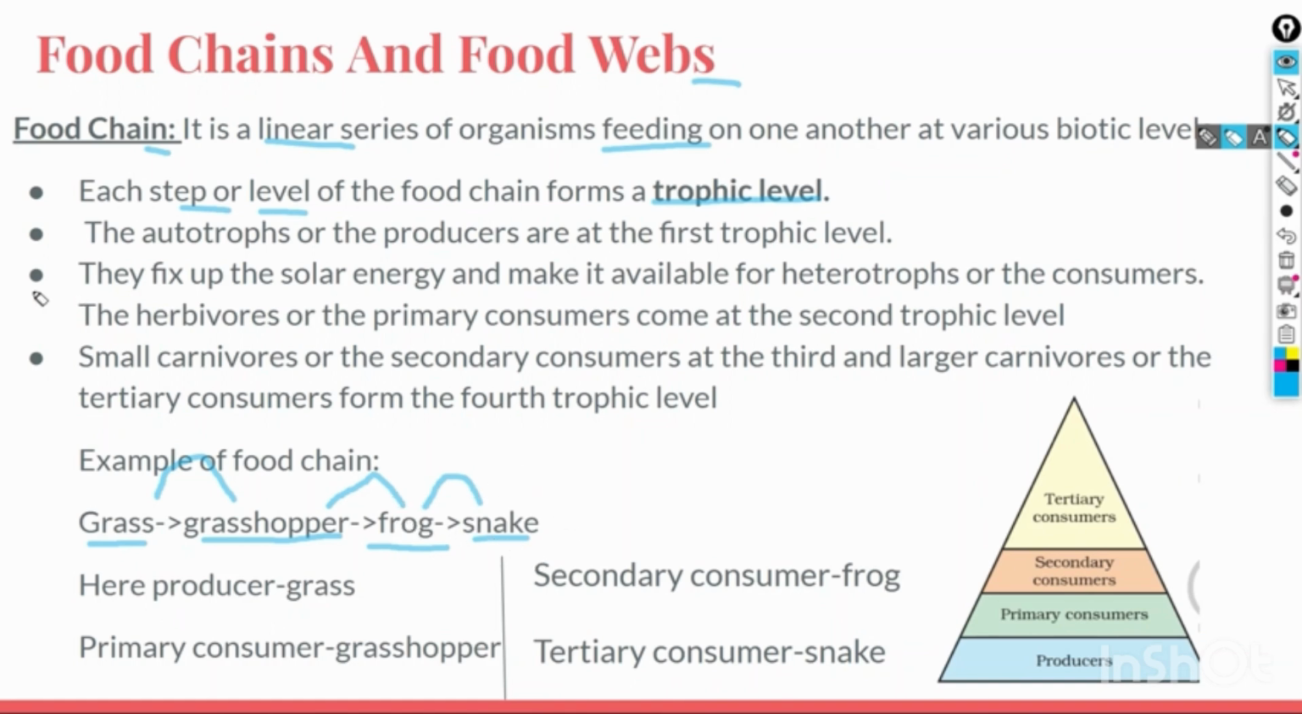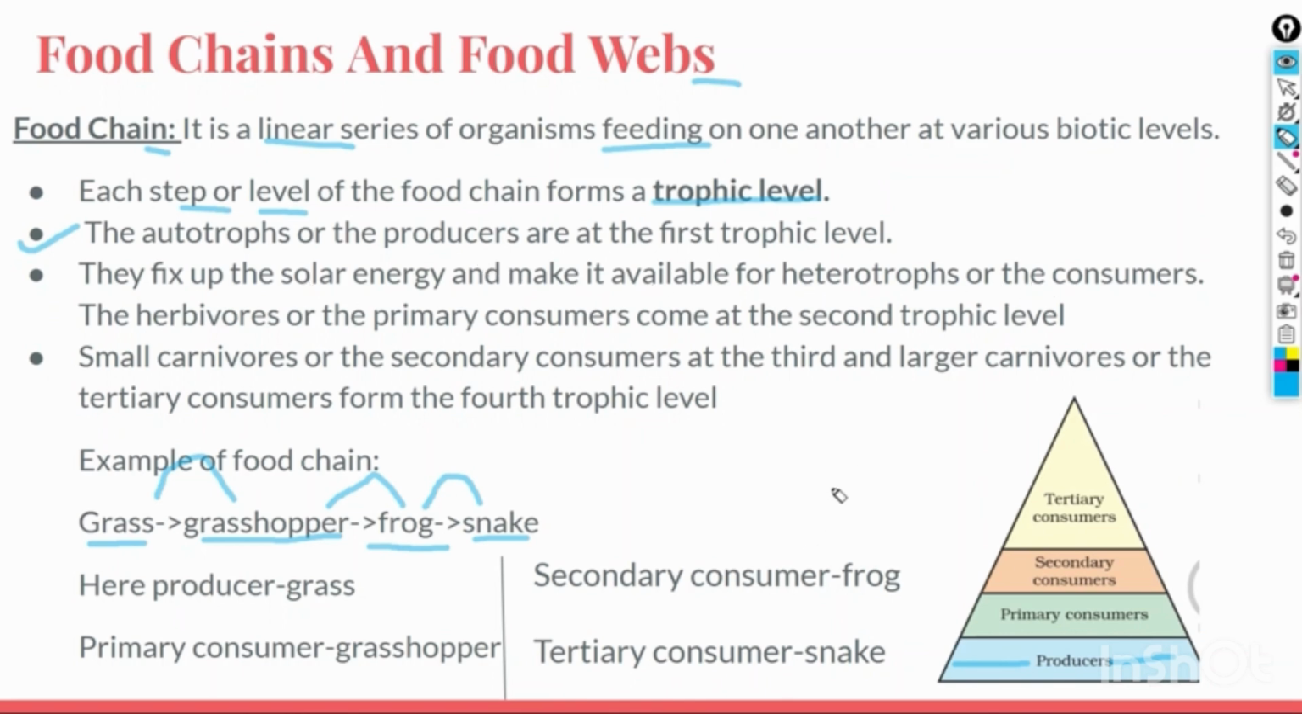So moving on, the autotrophs or the producers are at the first trophic level. So at the base, we can see here at the base we have the producers. These producers or autotrophs form the basic or the baseline trophic level. They fix the solar energy and make it available for the heterotrophs or the consumers.